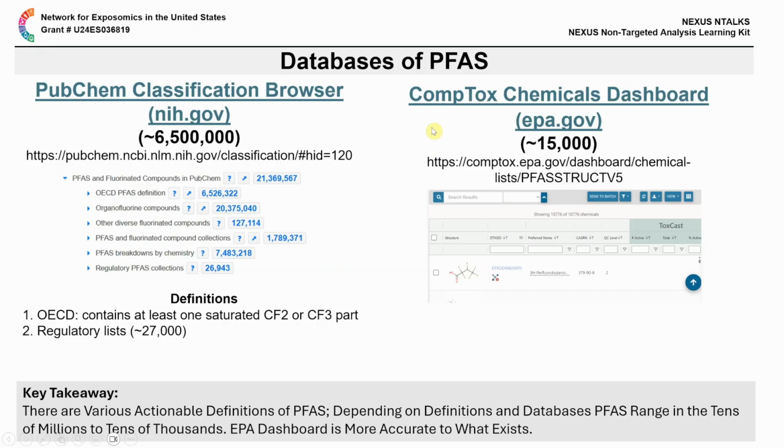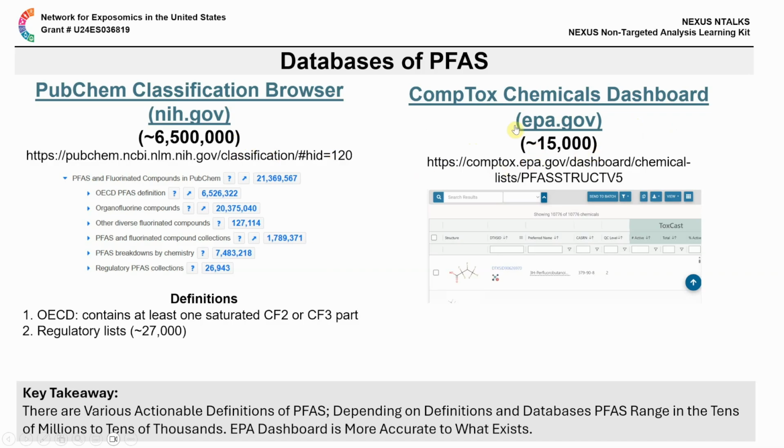So on and so forth. Then we have the CompTox Chemicals Dashboard. So this is a different database. There's a few databases that have PFAS structures in them. The CompTox Chemicals Dashboard has about 15,000 PFAS compared to the millions of PFAS in PubChem.